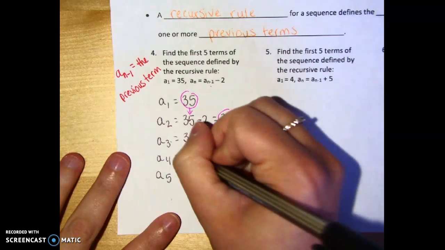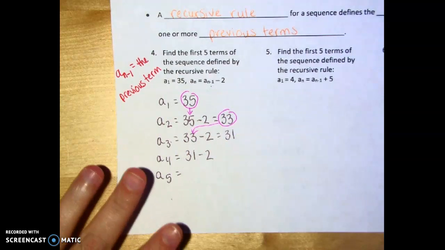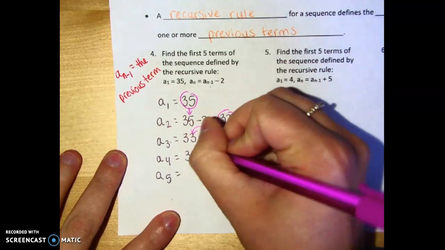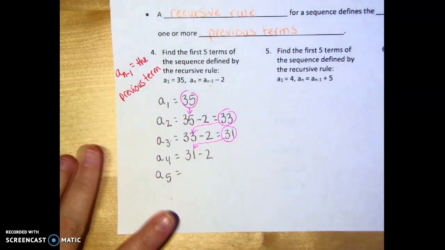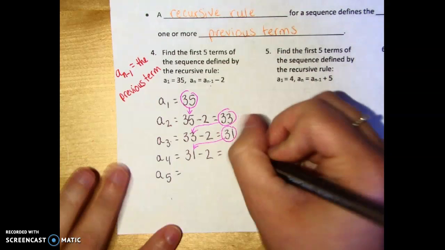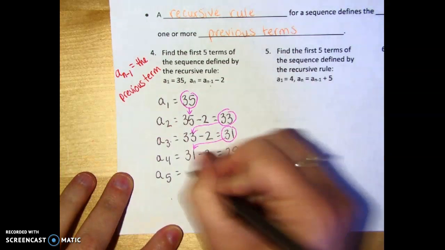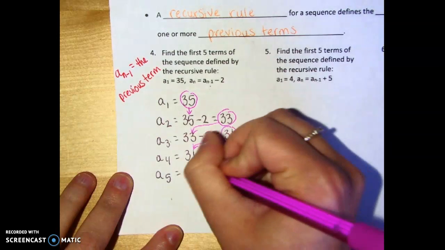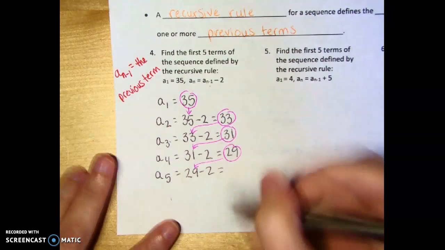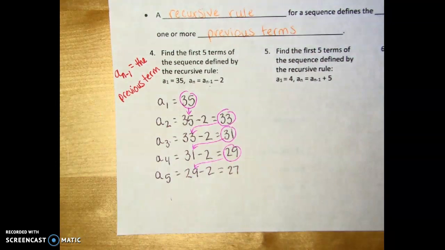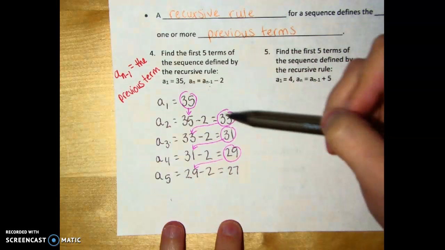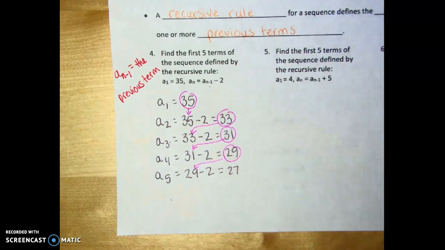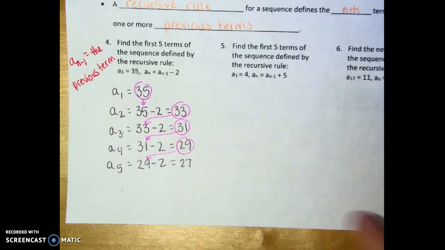Now I bring down that 31 and I subtract 2. Okay, hopefully you see the pattern. 31 minus 2 is 29. Bring down the 29. 29 minus 2 is 27. So here are the first 5 terms: 35, 33, 31, 29, and 27. So that's recursive, where you're plugging in the previous term. Let's look at the next one.